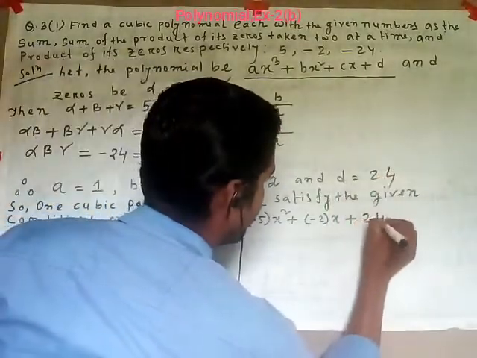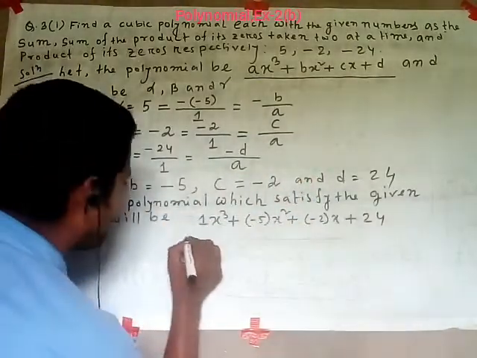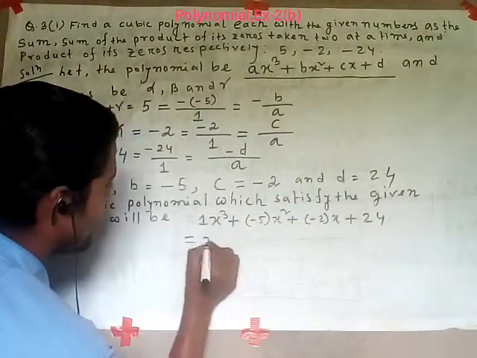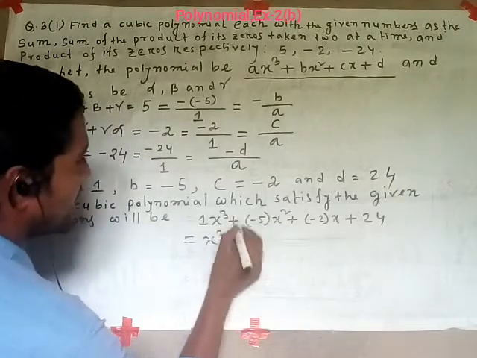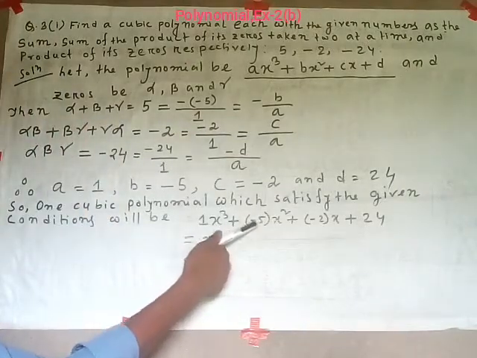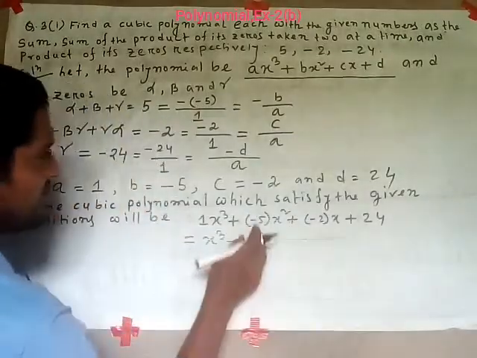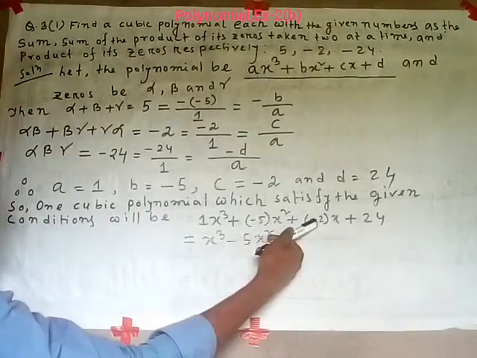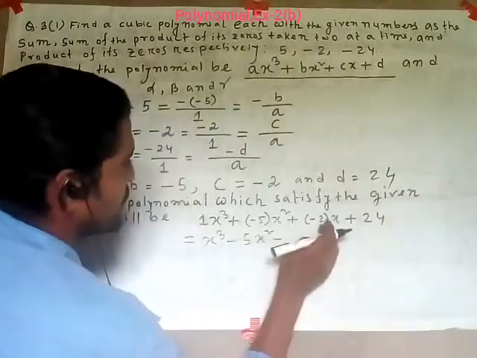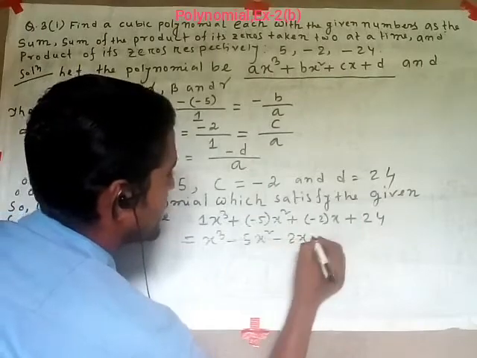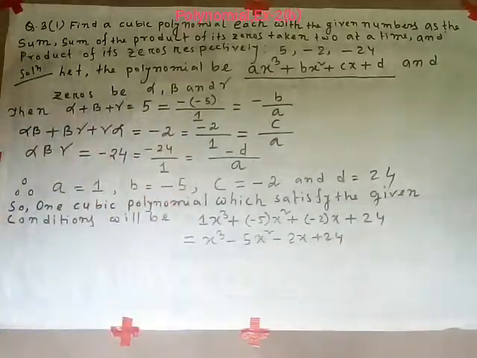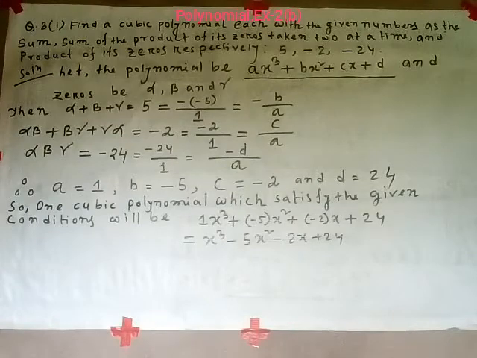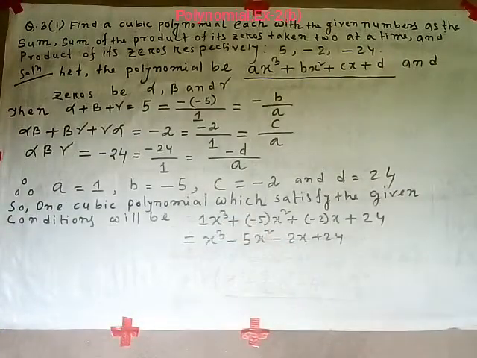Write down the d value. So this is equal to 1 into x cube means x cube, plus a minus 5 into x square, minus 5x square, plus a minus 2 into x, minus 2x, plus 24. So x cube minus 5x square minus 2x plus 24. This will be the cubic polynomial.